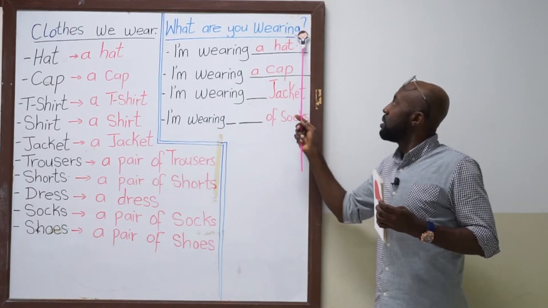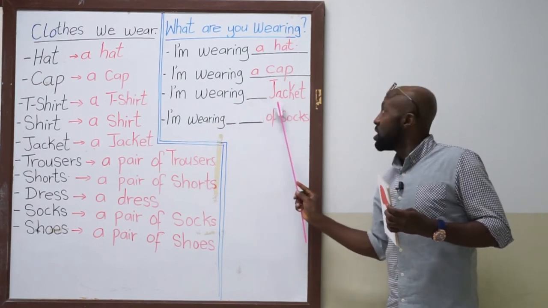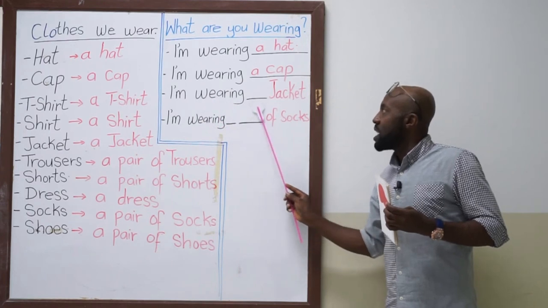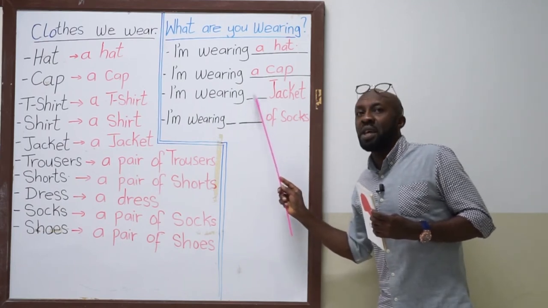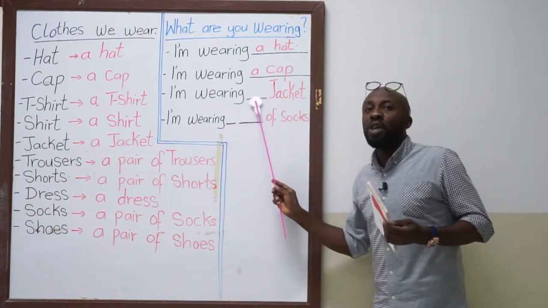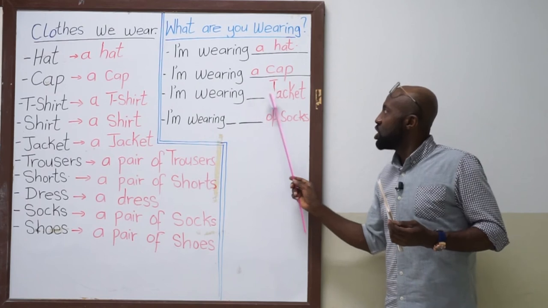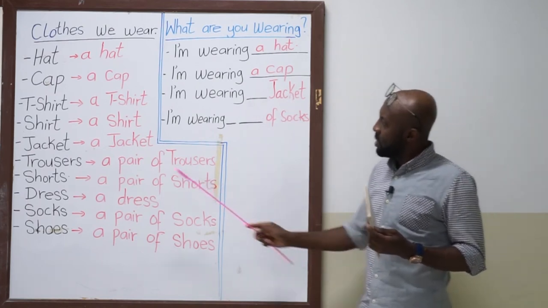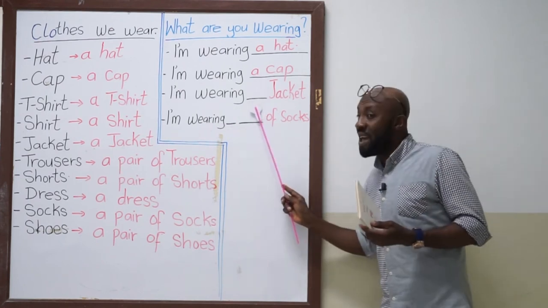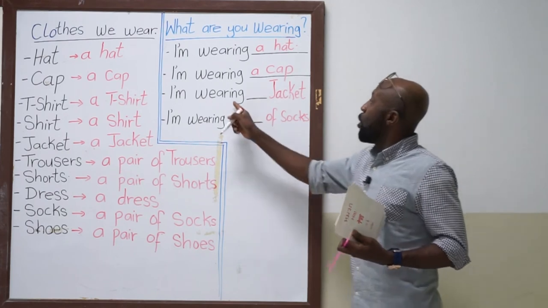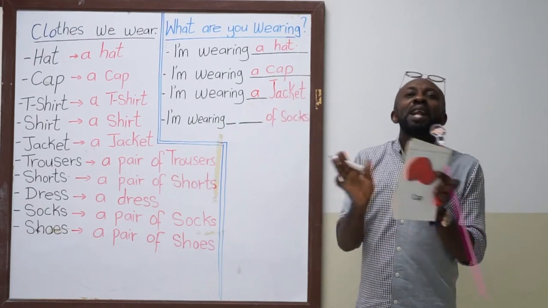Okay. Number three, you ask our question again. What are you wearing? I'm wearing dash jacket. What is the article to fill in here? What article are we going to fill in here to complete this sentence? I'm wearing dash jacket. So we are going to put a. Okay, I'm wearing a jacket. Good. Clap for yourself.